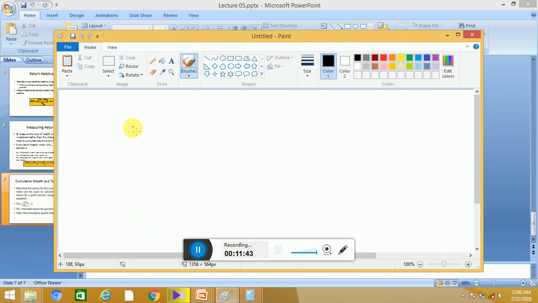See, total return. Previously we were calculating total return for 1 period, but now it is for n periods, and it is equal to the cumulative wealth index after n years divided by the cumulative wealth index n minus 1, means the first year.